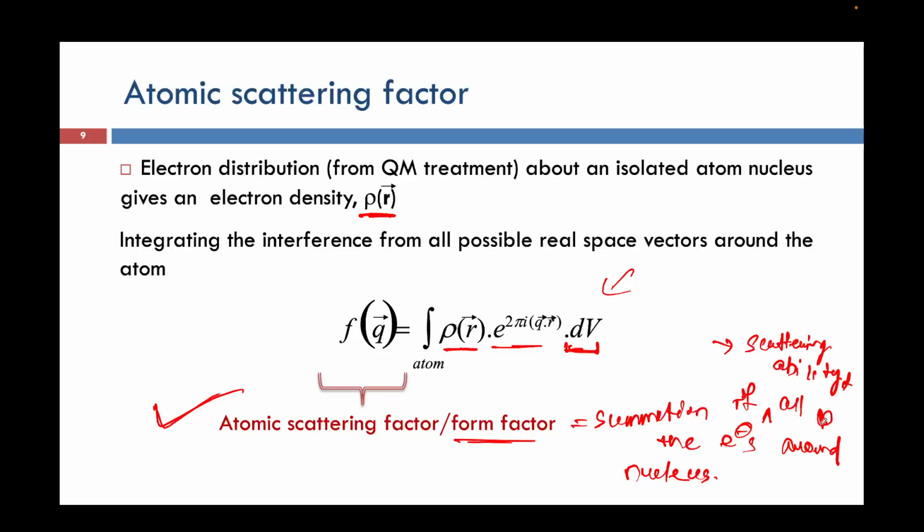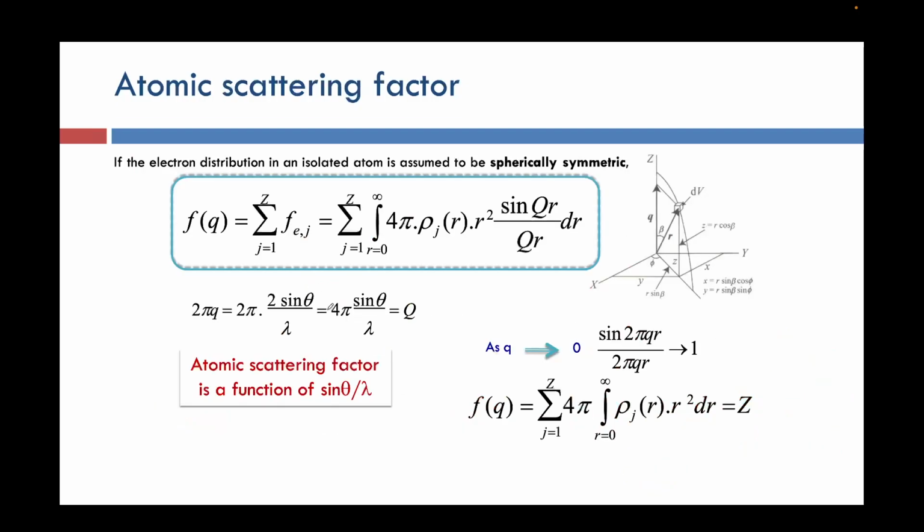So I have told you how this expression takes place, but currently we are assuming that the electron distribution in an isolated atom is spherically symmetric. I am assuming those things from the quantum mechanics perspective. Here you can see this is a small amount of dV, right? I have taken a small volume, and around that volume my electron density is evenly distributed, or spherically symmetric. So when I do the integration over the entire volume, finally I will get my FQ. FQ is given as the atomic scattering factor. You need not worry about all these expressions. Here one thing we have to see, that is this expression.